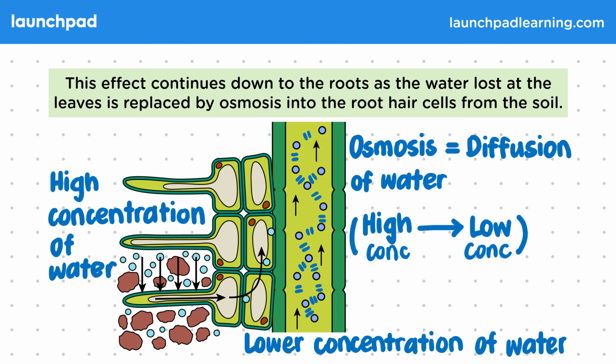Osmosis is a very important concept in biology, and you need to remember that this is the diffusion of water from a dilute solution to a concentrated solution through a partially permeable membrane. In this case, the cell membrane of the root hair cell.